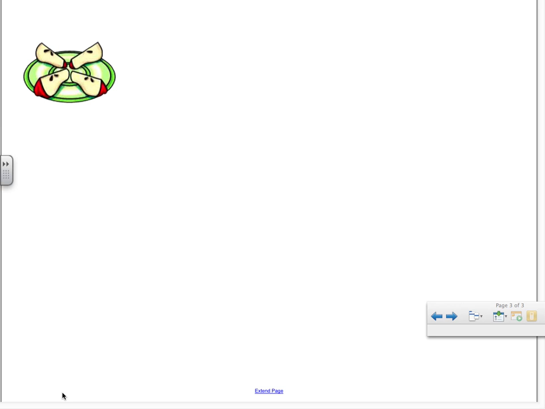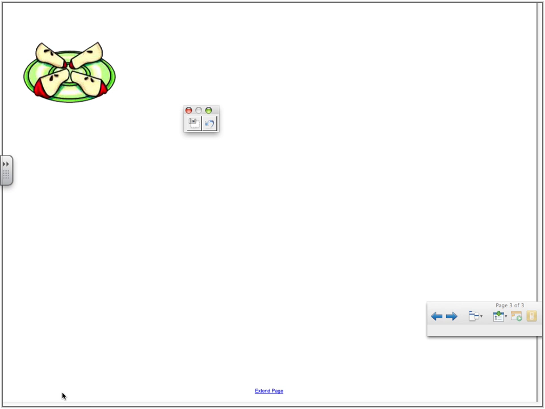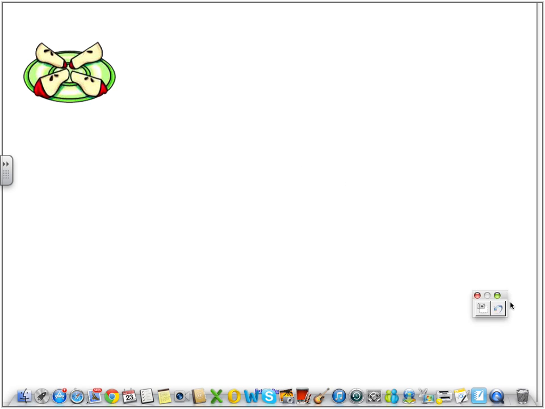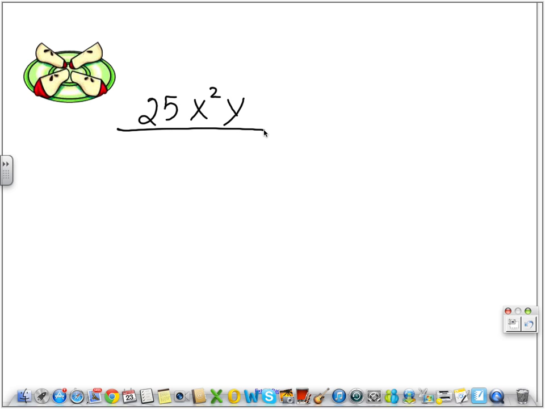Okay, so now we're going to look at one that has variables in it. Okay, I need to move this over here. Okay, so I have 25 x to the 2nd y over 50 x y to the 3rd z.